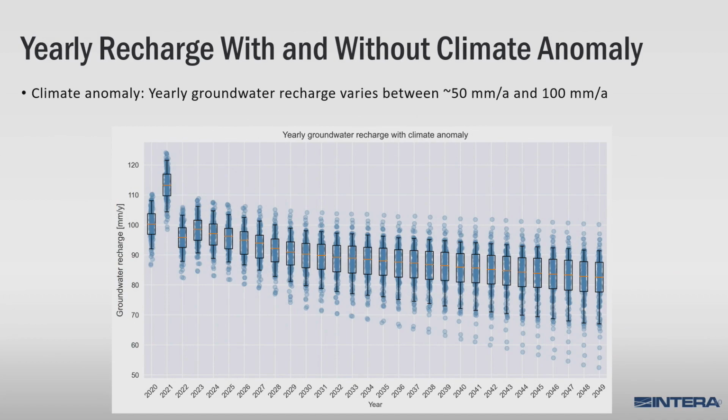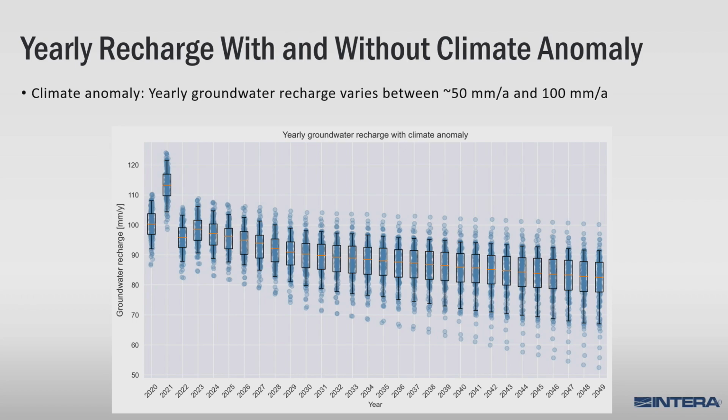So let's have another look. It's again groundwater recharge, but this time in millimeters per year. Each of those blue dots is one realization. And you can see the later in time we get, the higher the uncertainty gets, because the amount of groundwater recharge can vary in the end between 50 millimeters a year or 100 millimeters a year.